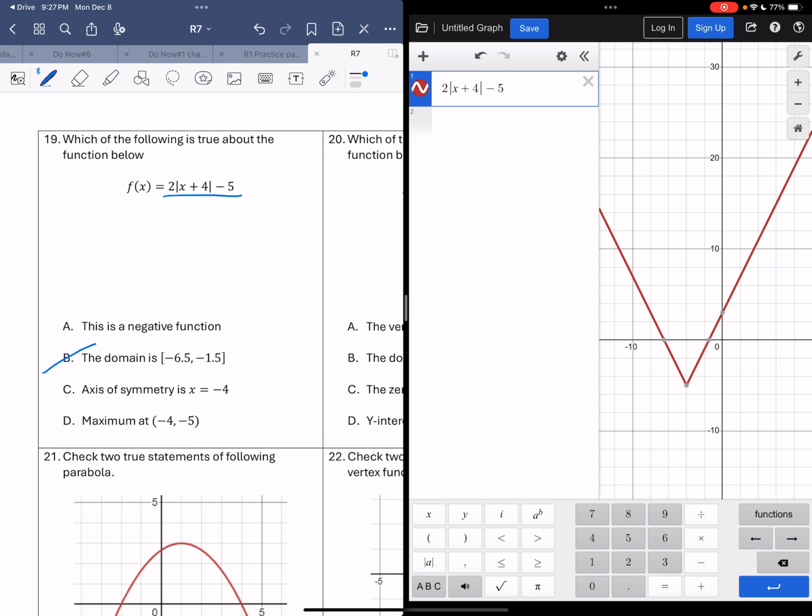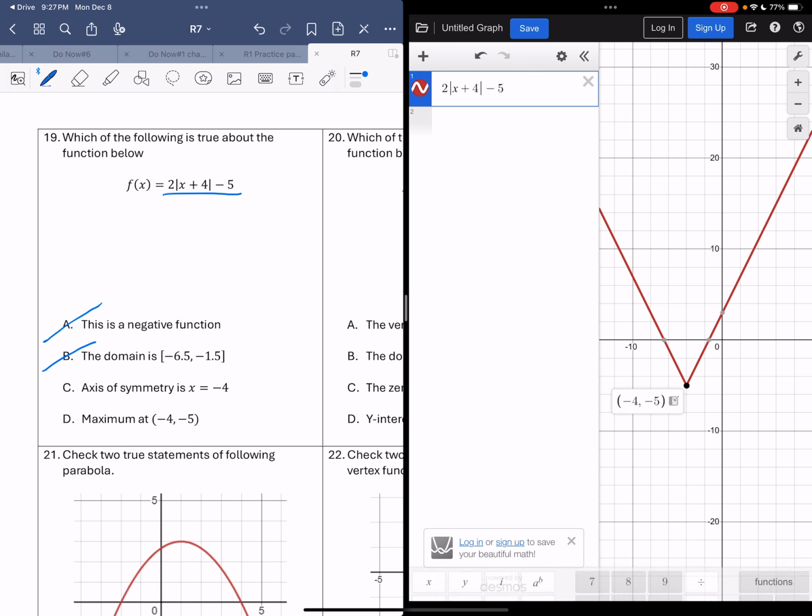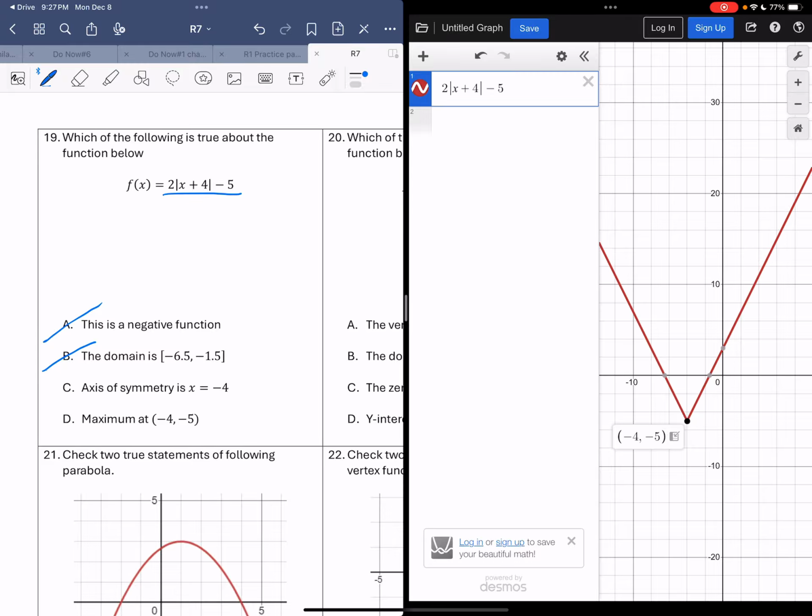And domain is all real numbers, so that cannot be the answer. It's a positive function. Do you see it's going up? So that cannot be the answer. Axis of symmetry is x equals negative 4. That's correct, because if you draw the line at x equals negative 4, that's where the graph is cut in half. At this point, this one is negative 4 comma what? Negative 5. But the axis of symmetry is the x value, okay? This one is not true because this one has to be the minimum.